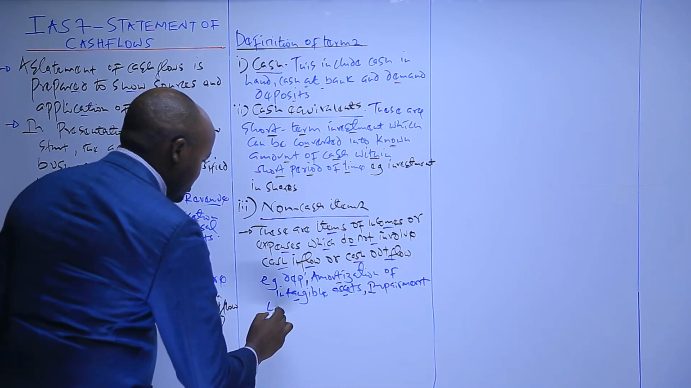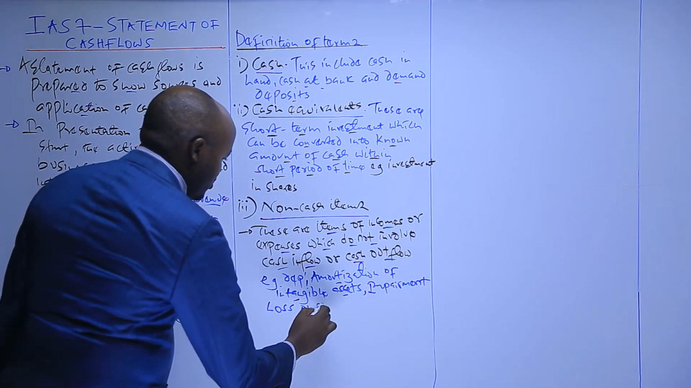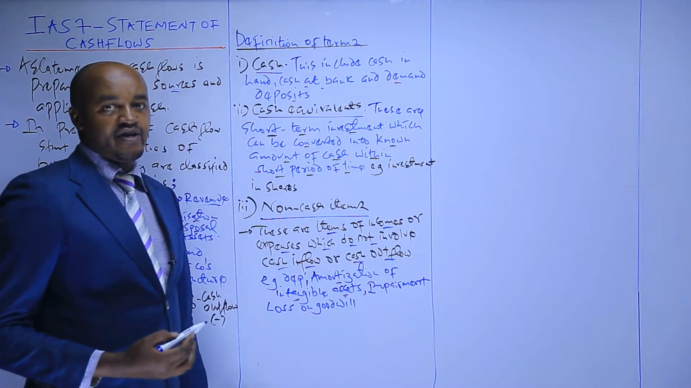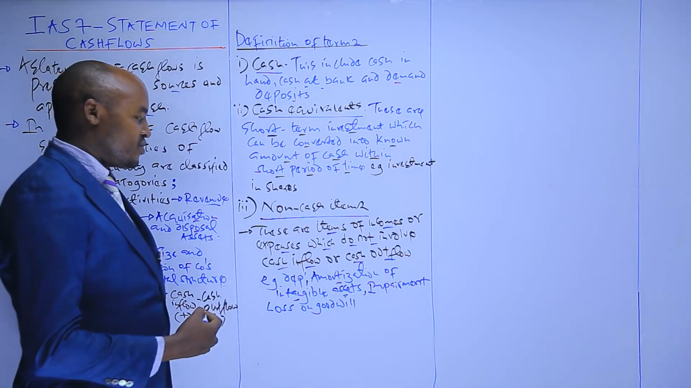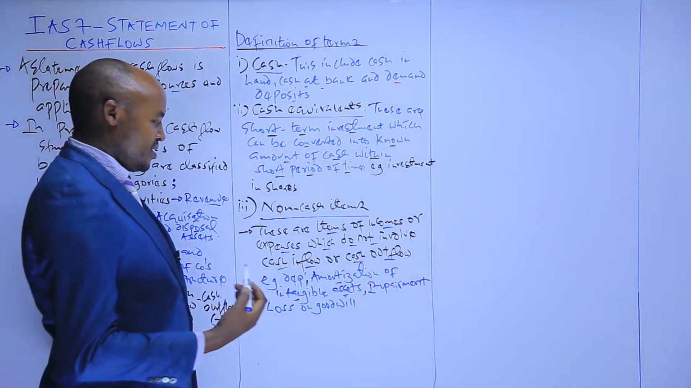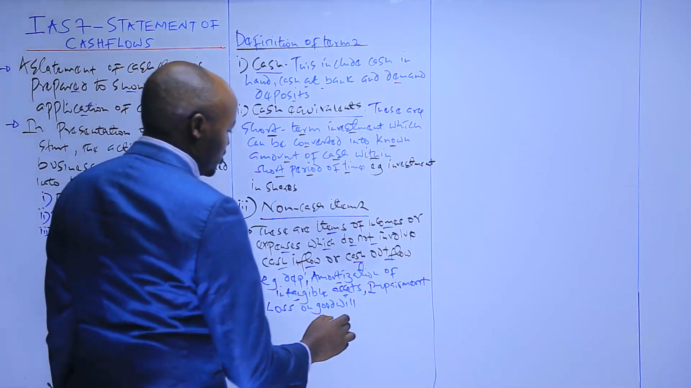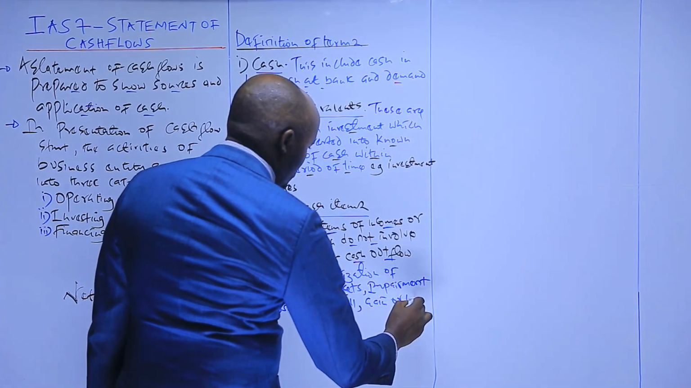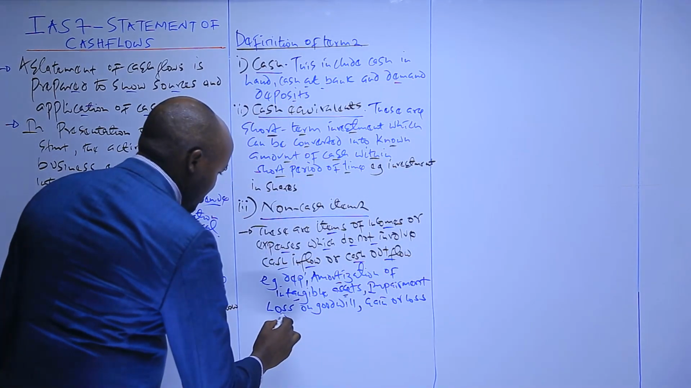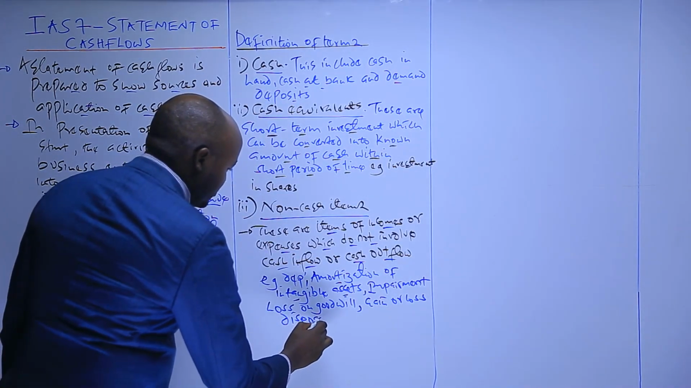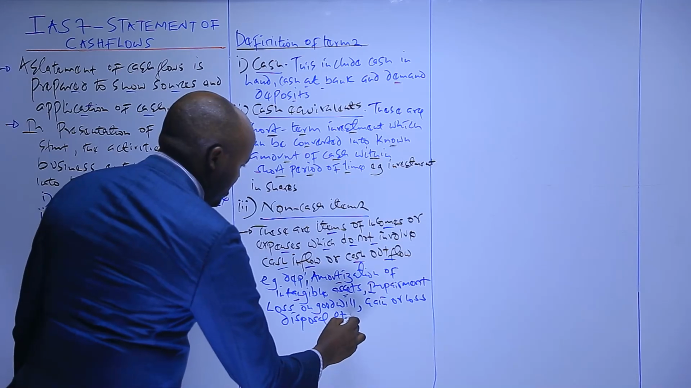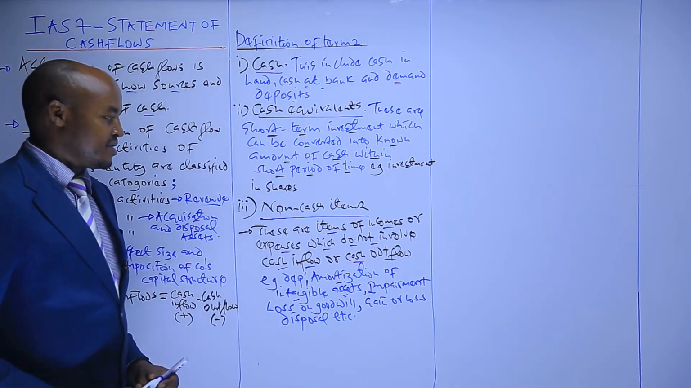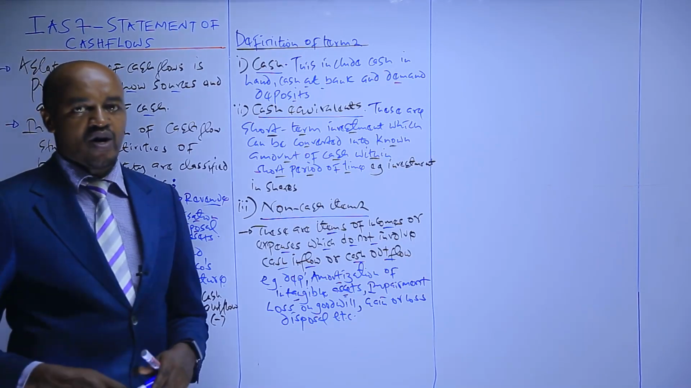Another good example is impairment loss on goodwill. Impairment loss on goodwill is the decrease in the value of goodwill. Equally, that is equivalent to depreciation, is accounted for as an expense, but does not involve any cash outflow. And also we have the gain or loss on disposal.